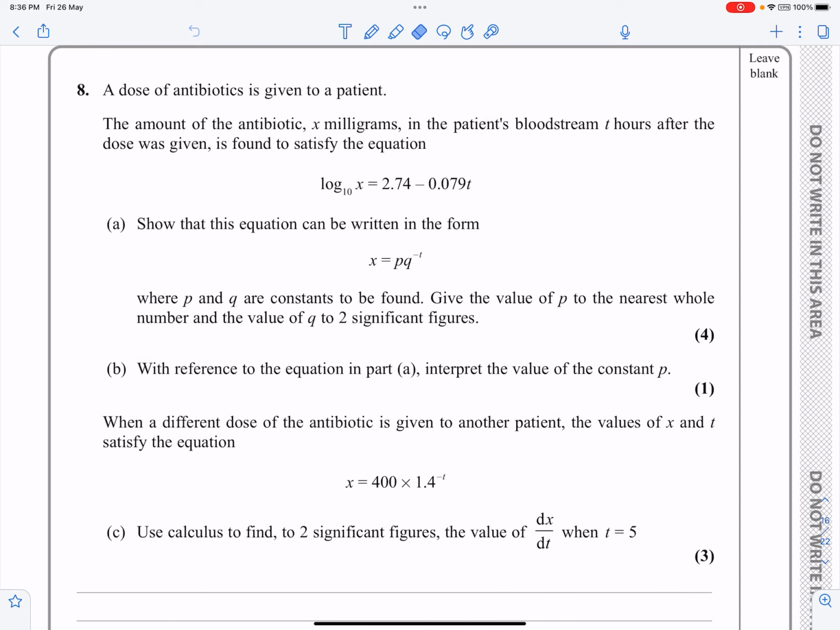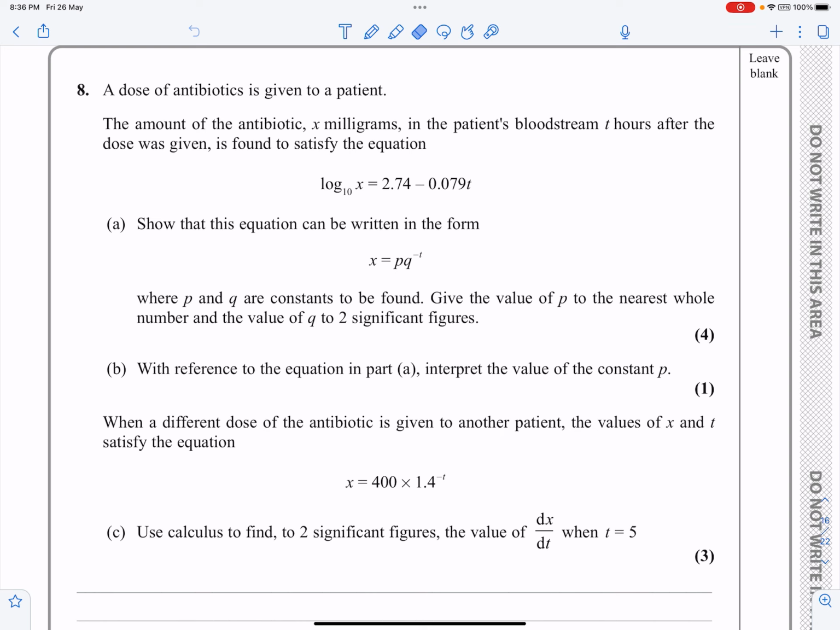Okay, this is question 8 from January 2023, the P3 paper. This question, as you can see by looking at it, is exponentials and logs, and it's the logs and nonlinear data part of the topic. So let's have a look at it.